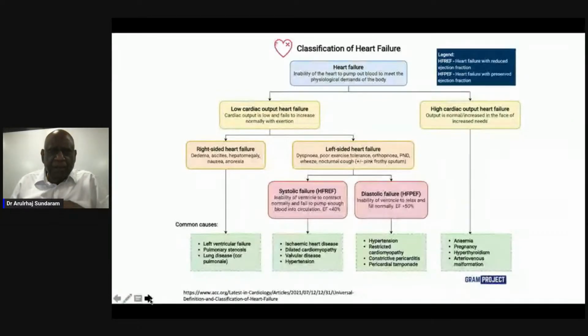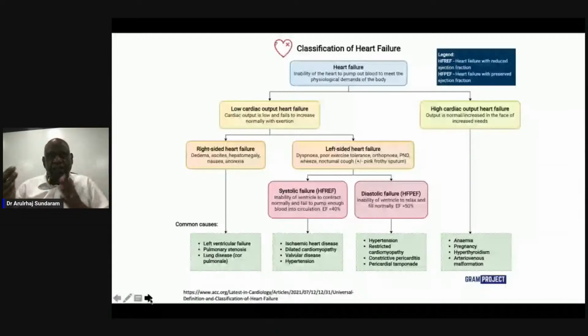The heart failure can be a low output cardiac failure or high output cardiac failure. High output cardiac failure is very common in anemia, pregnancy, hyperthyroidism, when there is an AV malformation. Commonly, what we see clinically is a low grade left side failure. Right side failure can be due to a pulmonary valve lesion or lung diseases. And the left side heart failure can be again systolic heart failure or diastolic heart failure. Diastolic heart failure is due to cardiomyopathy, hypertension, constrictive pericarditis, and cardiac tamponade.